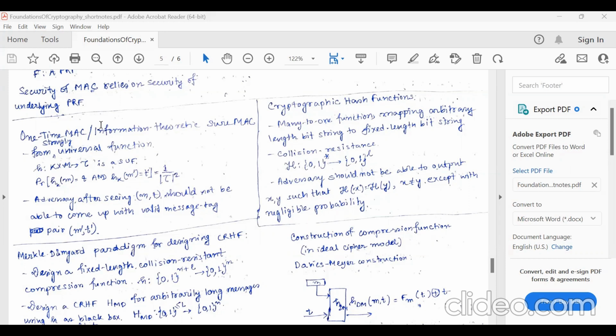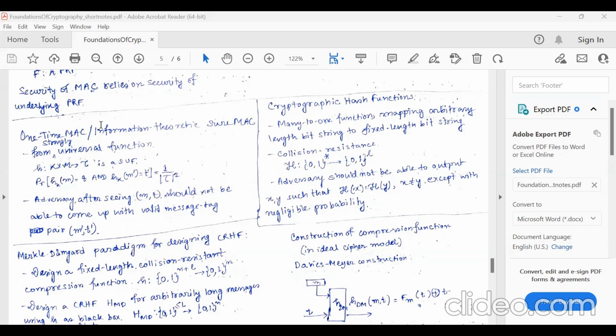And here you allow the adversary to have unbounded computational power, but it is able to come up with a valid message-tag pair (M', T') with negligible probability. So we call it an information-theoretic secure MAC.